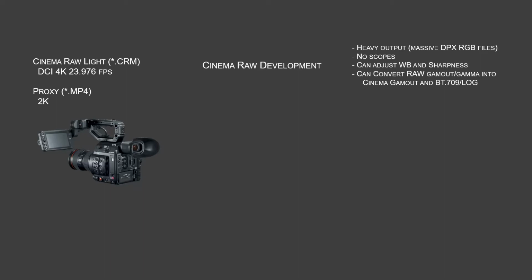However, when the files are developed, the output is huge, so the exported files are massive, larger than the original RAW files. Moreover, it has no scopes. However, you can adjust the white balance, the sharpness, and other parameters. Moreover, you can convert the RAW gamma out and gamma into more usable Cinema gamma out and BT709 or log.